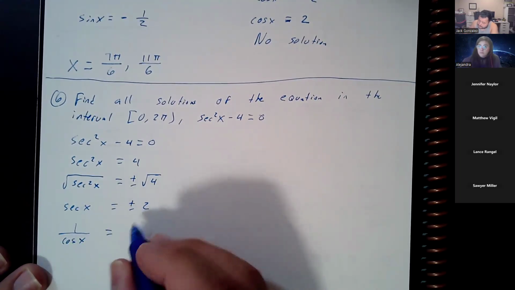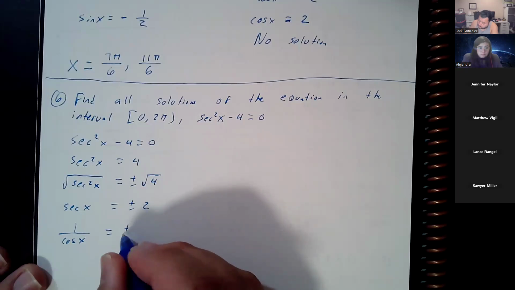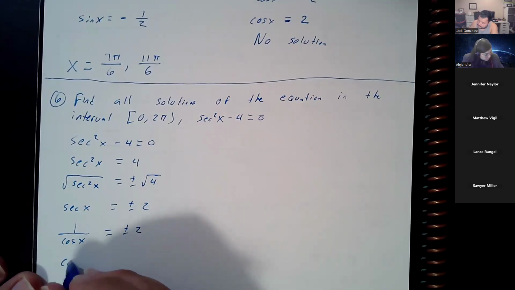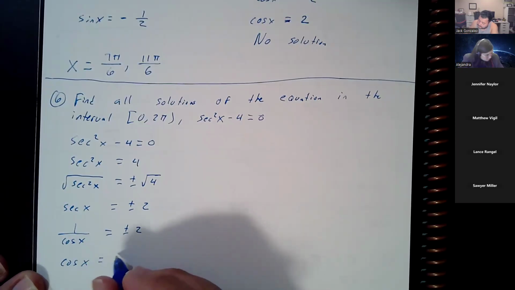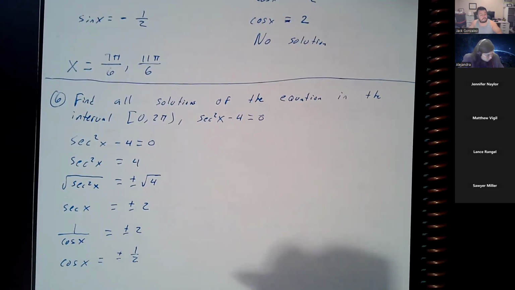And change it back to cosine, and take the reciprocal. Where is cosine equal to positive or negative half? We're probably going to have four answers, I think.